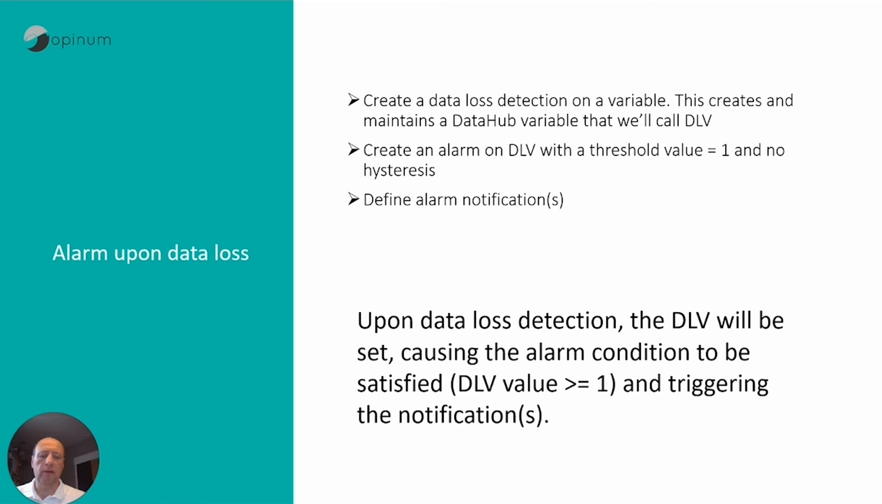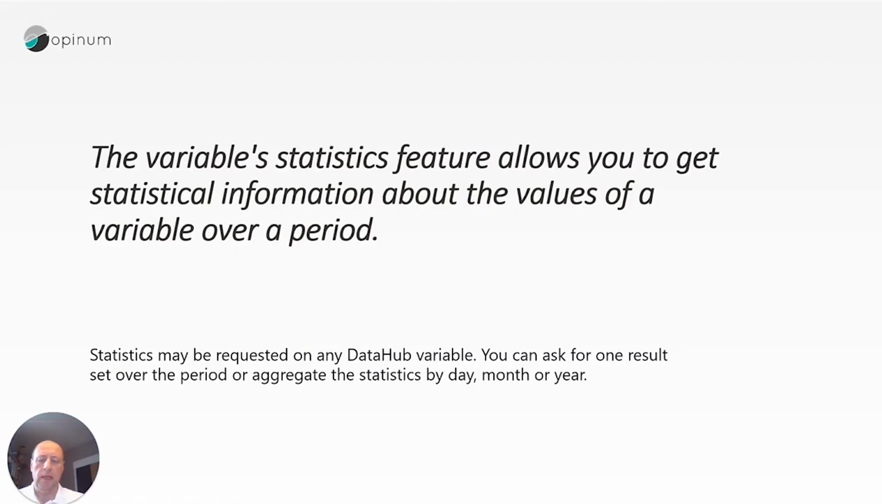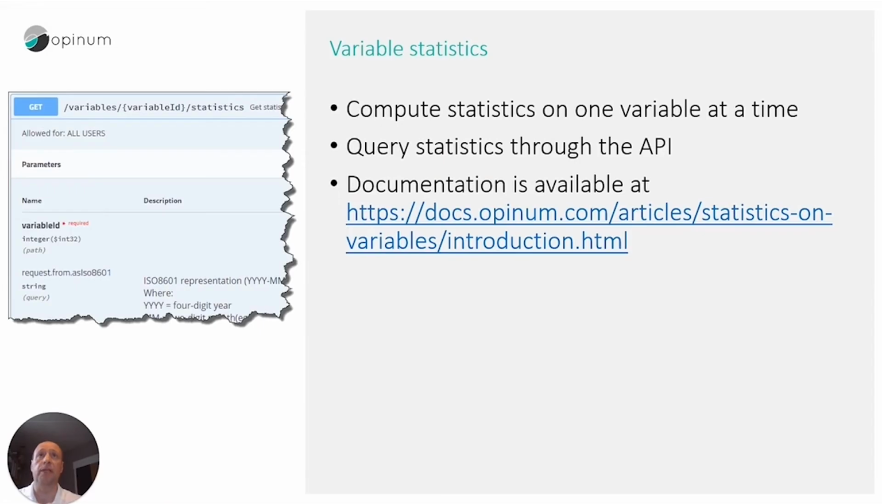This ends this topic of the data loss detection, and let's have a look at the way we can get statistics about, for example, the number of data losses that we had in a given period of time. The last topic in this session is the ability to get statistical information on variables. Are you interested in knowing how many times the temperature was above 25 degrees? How many times you faced data loss detection? Then the statistics on variables is there for you. So it just computes statistics on the value of a variable over a given period of time.